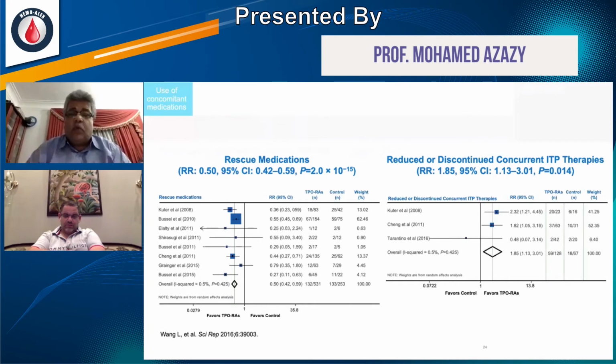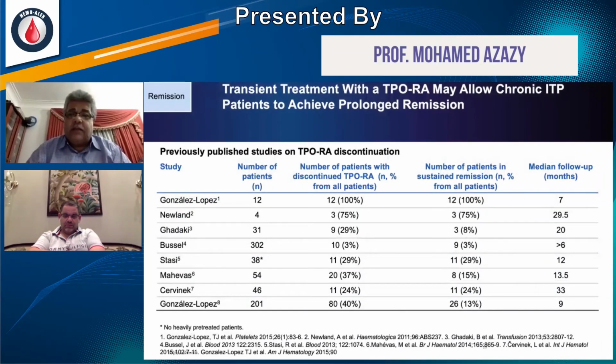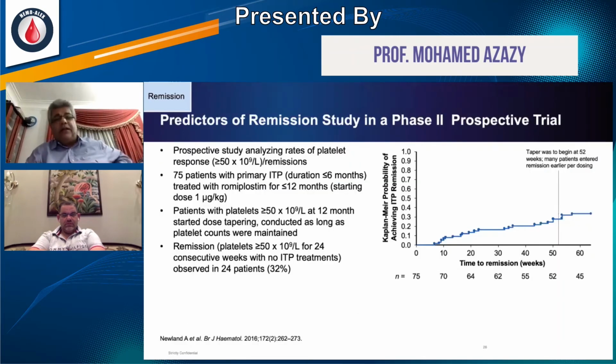Transient treatment with TPO, what's called alternate therapy or on-demand therapy, may allow a chronic ITP patient to achieve prolonged remission. So it's not necessarily to keep or push the patient on a continuous course of therapy; on-demand may be of value. It's practical, it's less expensive, and it will ultimately lead to controlling an ITP patient at the desirable platelet level.